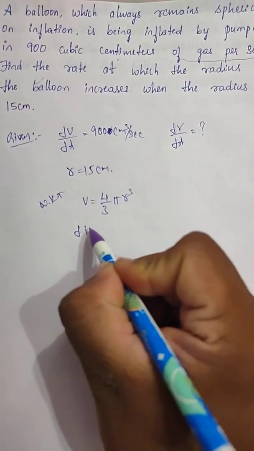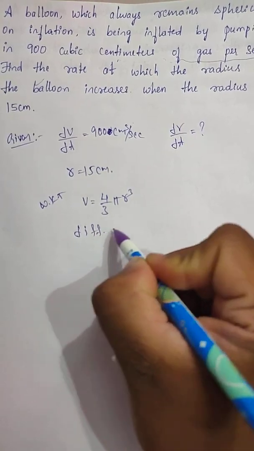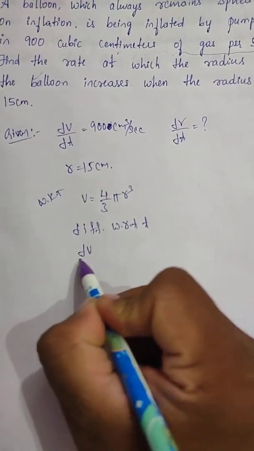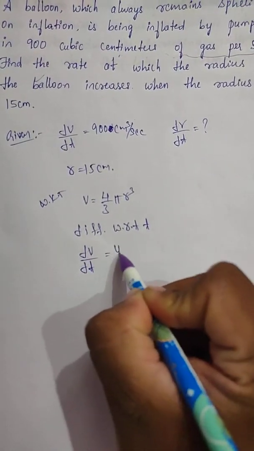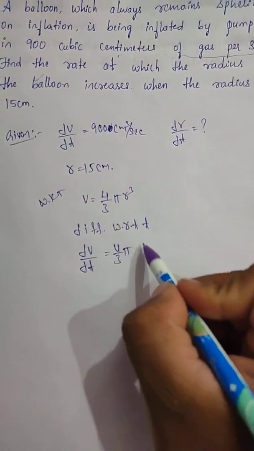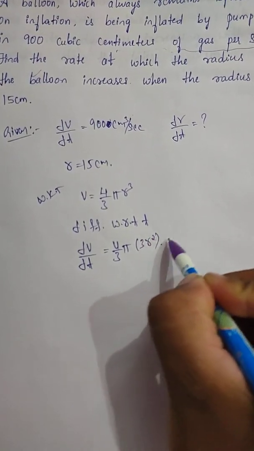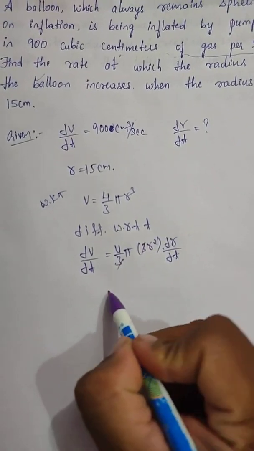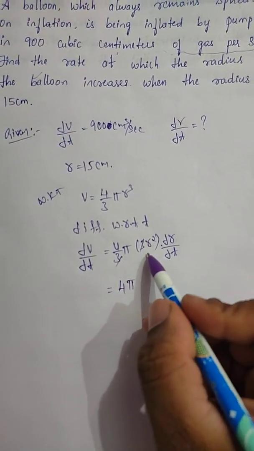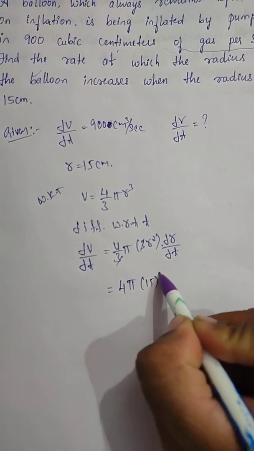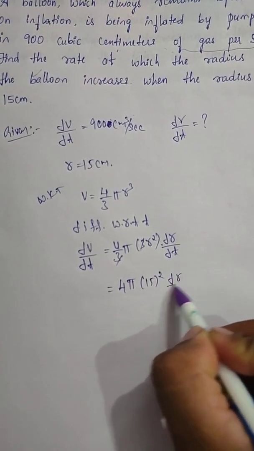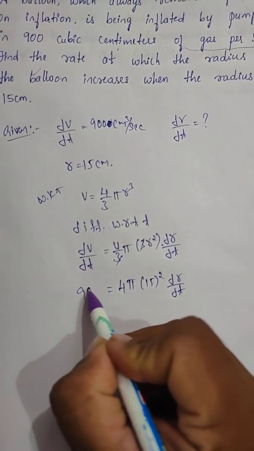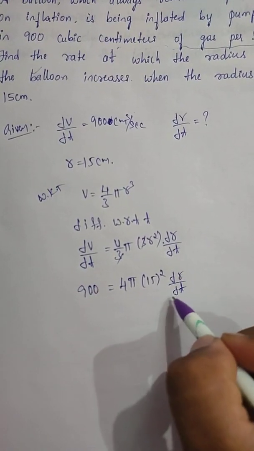Now differentiate with respect to t. So dV by dt is equal to 4 by 3 pi, which is a constant. Differentiation of r cube is 3r square into dr by dt. Here 3 cancels. 4 pi r square means 15 square. dr by dt keep as it is. So dV by dt is 900. You want to find dr by dt, no?